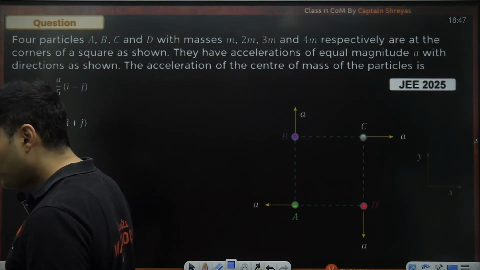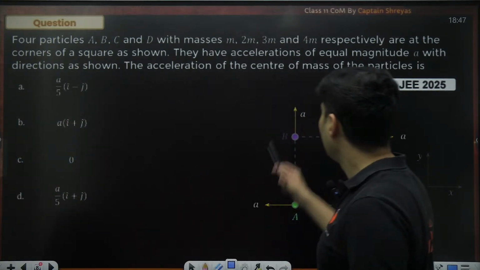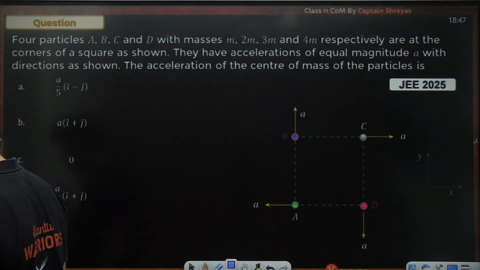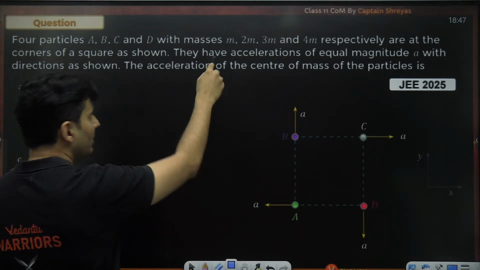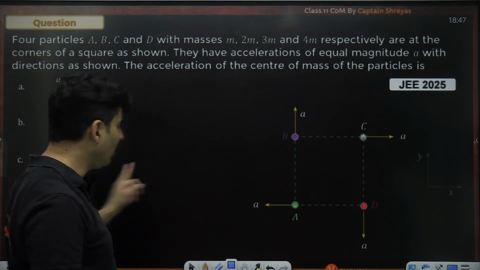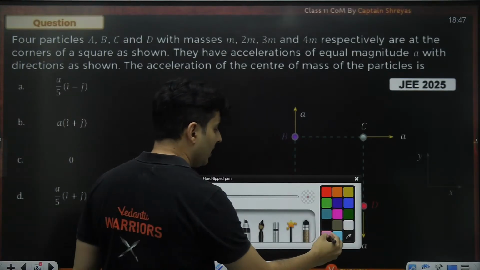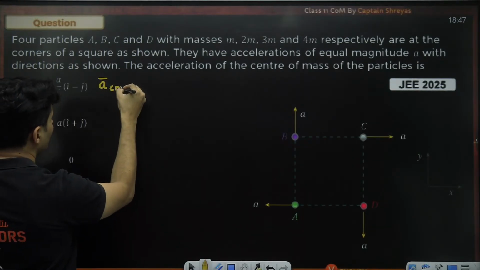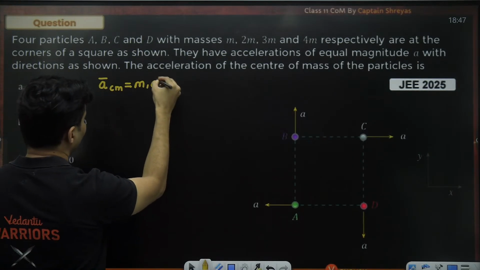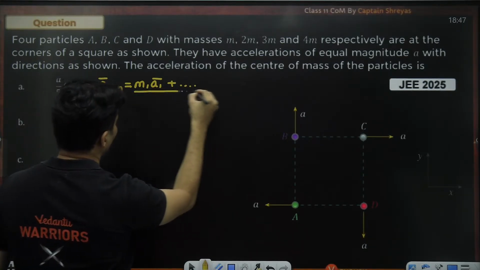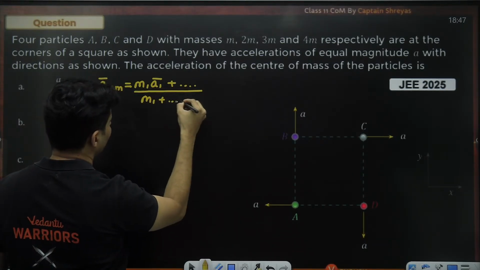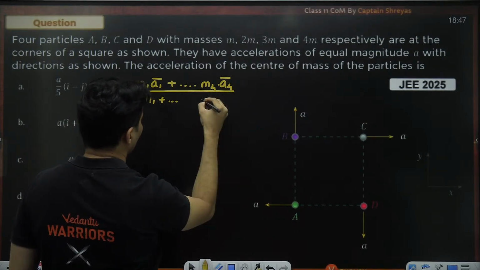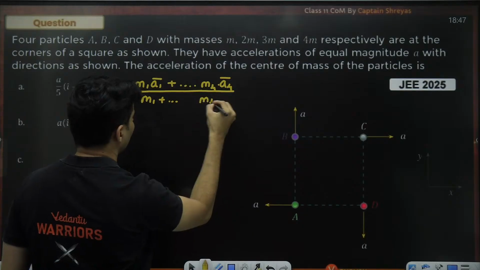All right. So my dear students, over here, the masses are different. So that's the reason why the answer won't be 0, as you can see. The answer will not be 0 because the masses are not the same. If the masses are equal, obviously the answer will be 0. So let's start by writing our acceleration equation. There will be 4 terms, obviously. So you will have m1 a1 plus m2 a2 like that, upon m1 plus m2 like that, till the fourth mass and the fourth acceleration, and here also you will have the fourth mass over here.